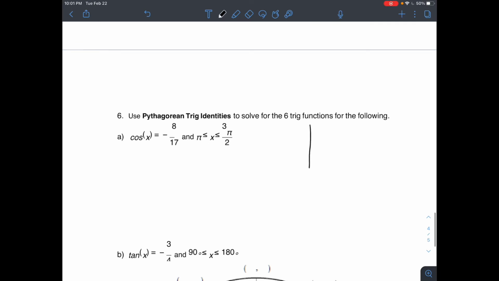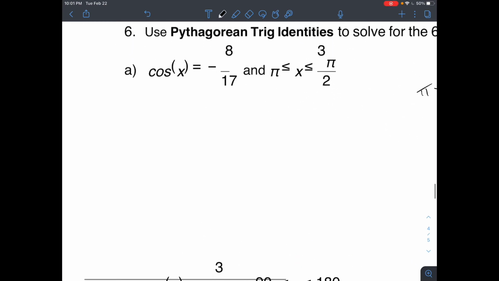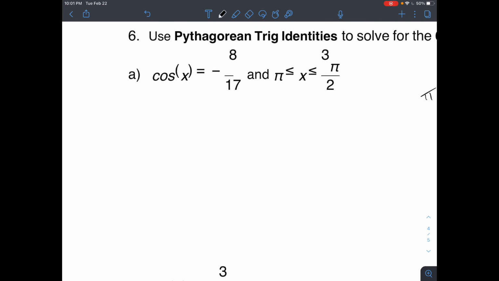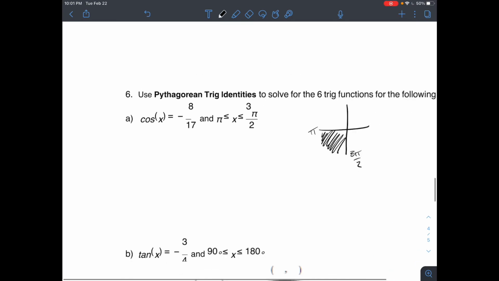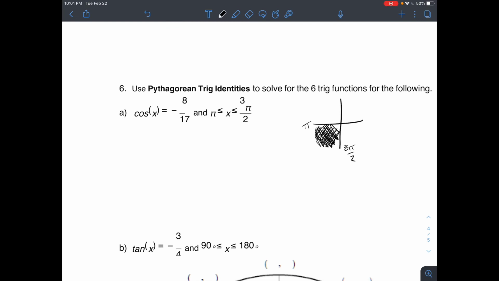So I have that we are going to be in quadrant 3 because it's in between pi and 3 pi over 2. So we're going to be in quadrant 3 for this. We're given that cosine of x is negative 8 over 17. So let's use, and I bolded Pythagorean trig identities in this because I want you to use Pythagorean trig identities. I'm going to put some on the test, saying if you don't use them, I'm going to take points off because you need to be able to know and use this skill.